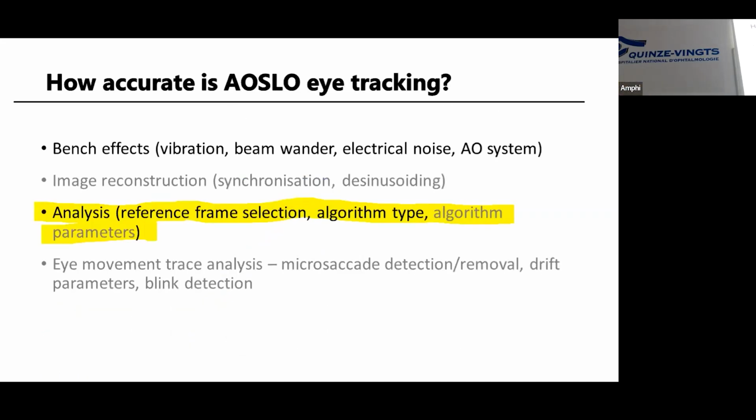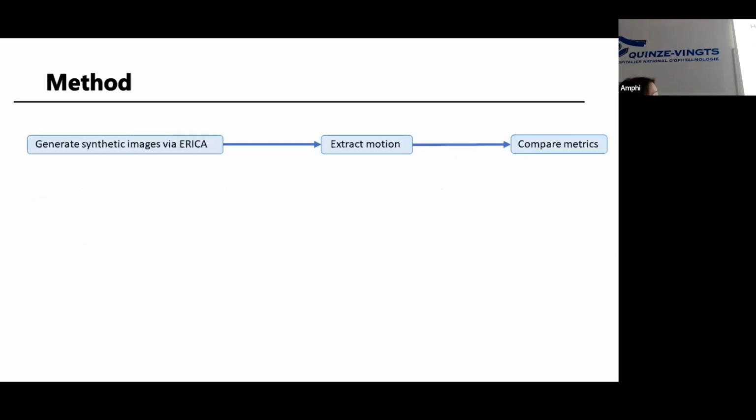Okay, so next we'll look at the way that we actually analyze the data on the frames that come out. What we're going to do is use Erica, emulated metal image capture, to generate some synthetic images. This gives us our ground truth data for the eye movements. We then use these algorithms to extract the motion, and then we compare the extracted motion via a set of standard metrics for eye movements.